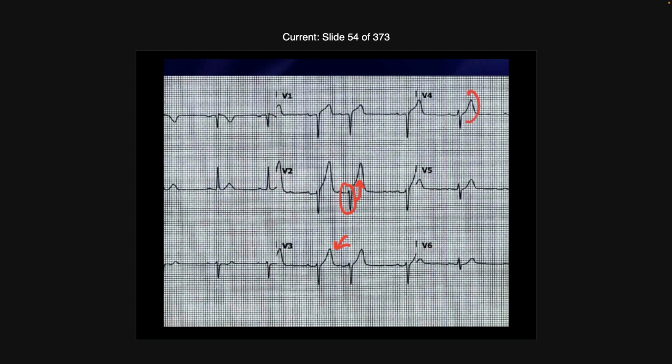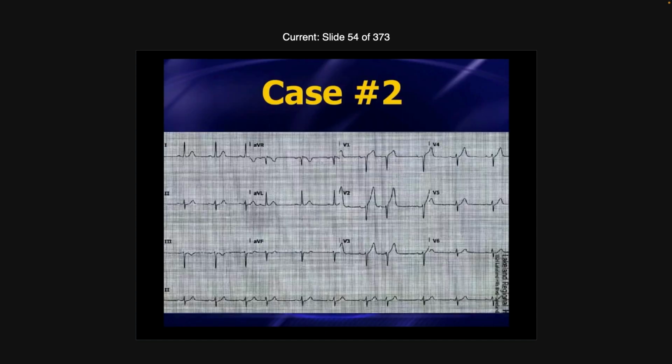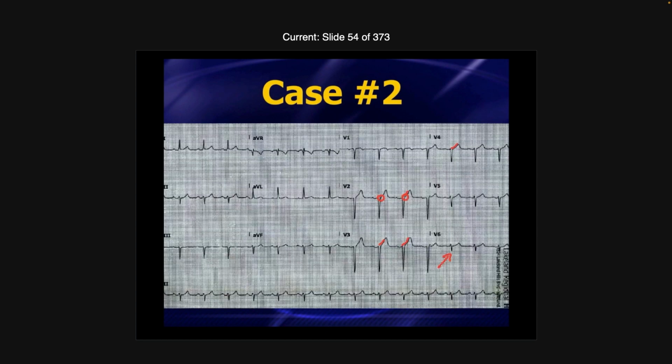T-wave in V4 has gotten larger. T-wave in V5 has gotten a little bit larger. I'll go back again. Here was the first ECG that we talked about. So take a look at those T-waves. You clearly see that the T-waves have gotten a lot larger in multiple leads.